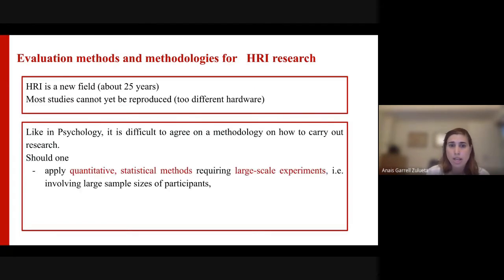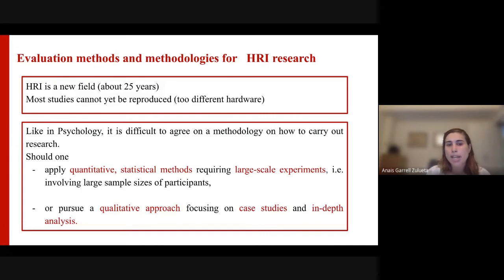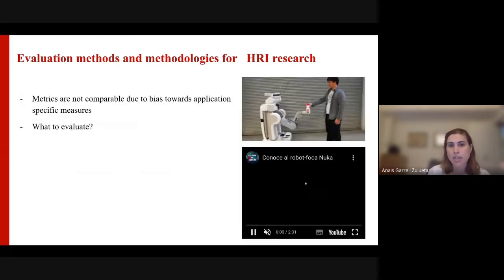So on the one hand, we have to apply quantitative and statistical methods that require large-scale experiments. Okay, so we need a large sample size of participants. And on the other hand, we have to pursue a qualitative approach, focused on case studies and in-depth analysis. So we have a lot of work to do, okay? Because we have to study the quantitative analysis and the qualitative analysis.